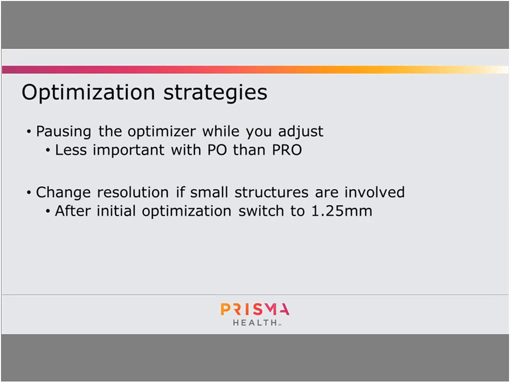And some other optimization strategies: pausing the optimizer while you adjust different things, or just letting it optimize out. That was something that I found to be very important when Eclipse was in version 11 or if you were using the PRO. But I find it less important with the photon optimizer that started in version 13. I still do it when I'm adjusting different constraints, but I don't necessarily pause the optimizer and just let it run for 30 minutes like I used to.